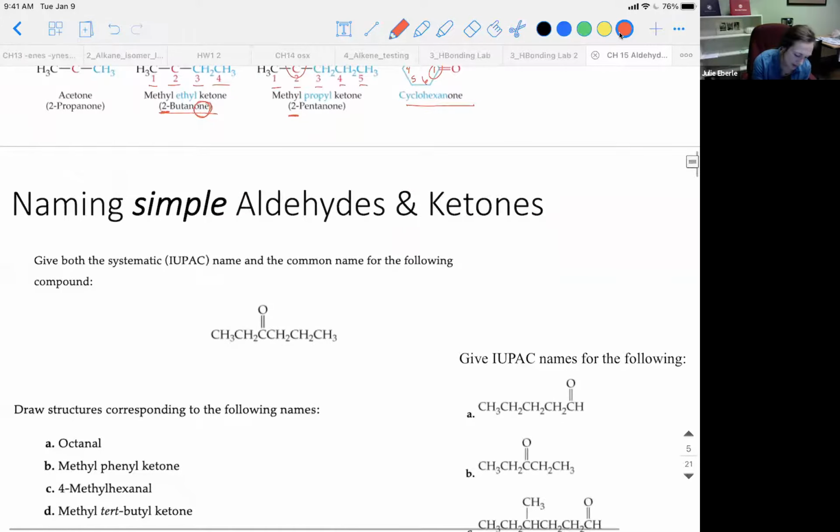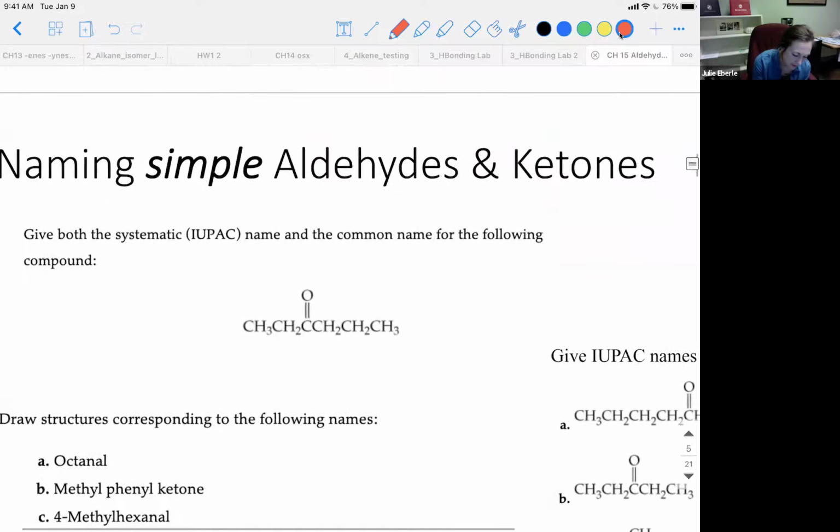Okay, let's put this into practice. I want you to try to give the systematic name, not the common name. So we're not doing the methyl ethyl ketone thing here. We're actually doing the systematic name. So this is definitely a ketone because that carbonyl carbon is internal, not terminal. So take a second. You need to count the carbons in the longest chain.